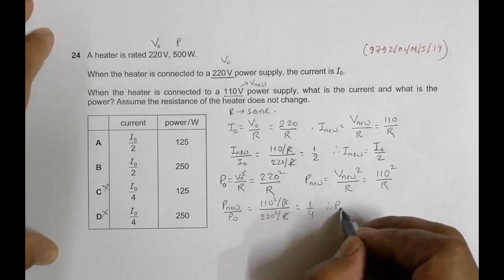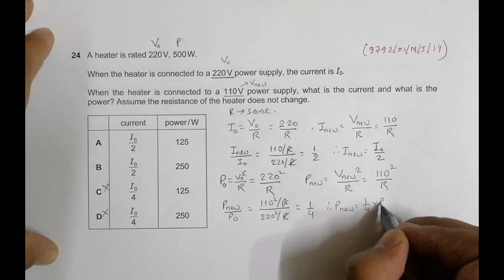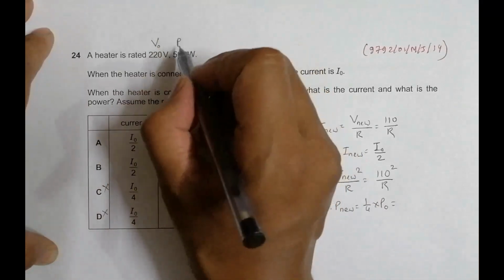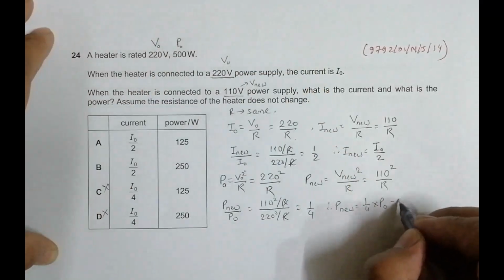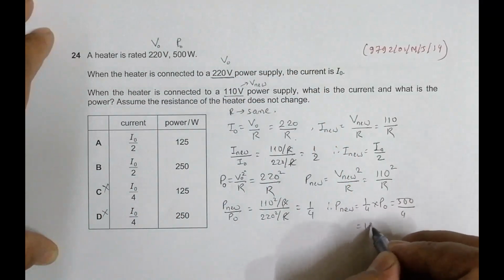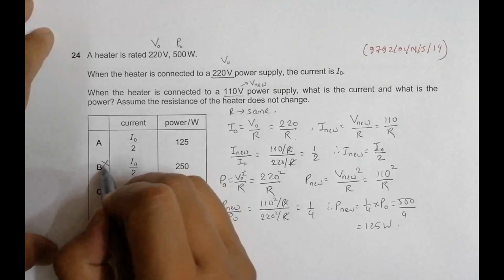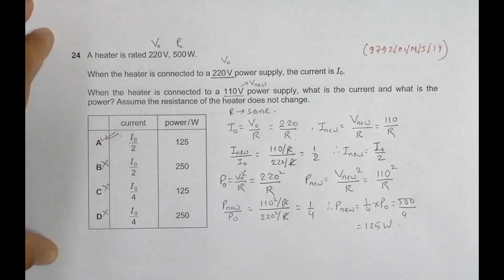Therefore power new is equal to 1 by 4 into P0, and the power old is equal to 5000 watts. So it's equal to 5000 by 4, which ultimately becomes 1250 watt. So when the voltage supply becomes half, the power it radiates becomes 1 by 4 of the previous value. So the correct choice: choice B is disqualified, and the only choice remaining is choice A.